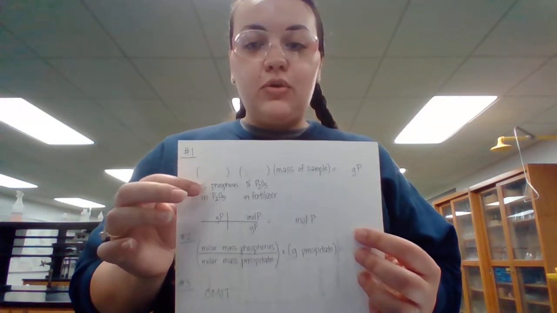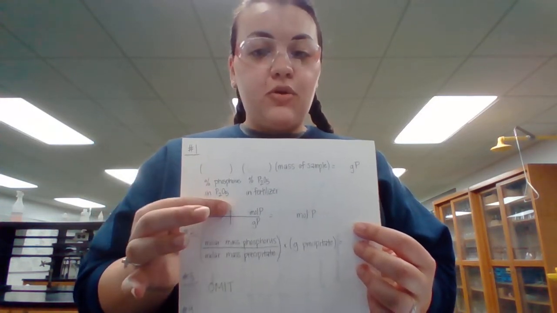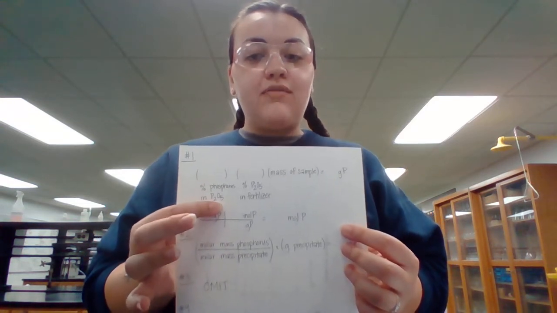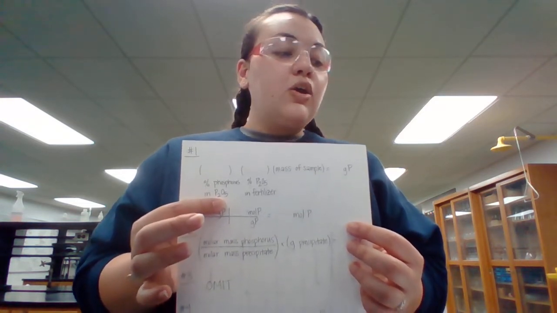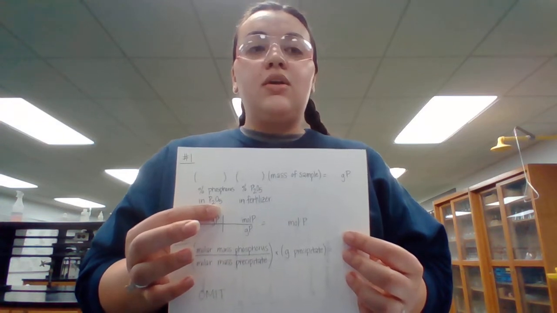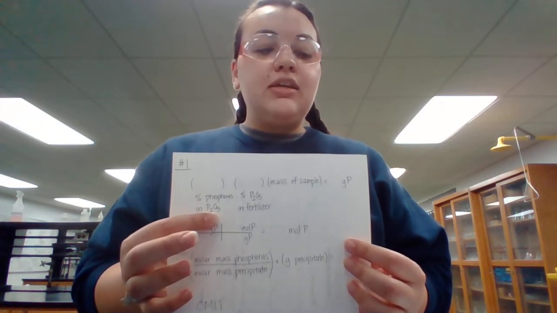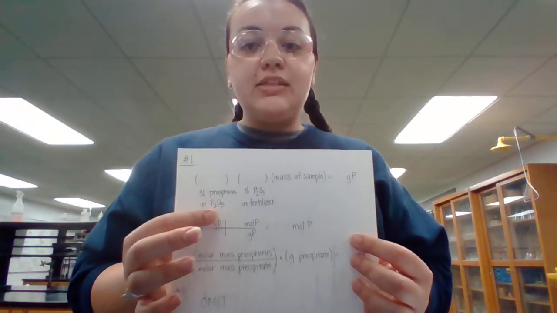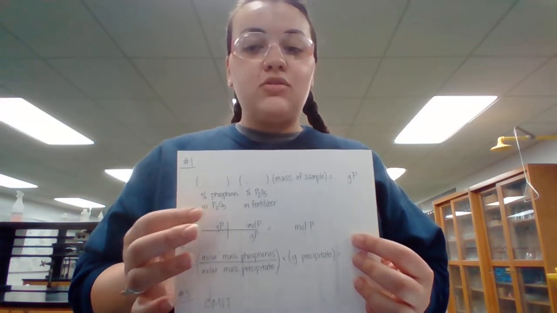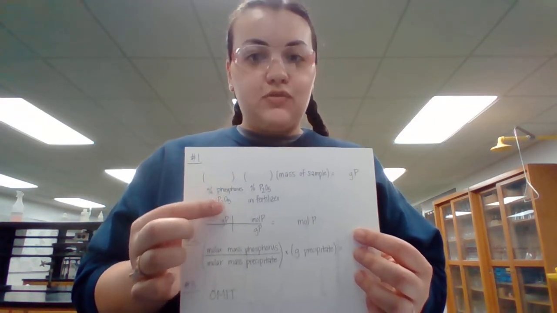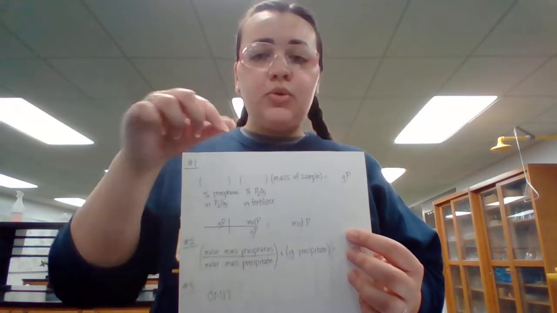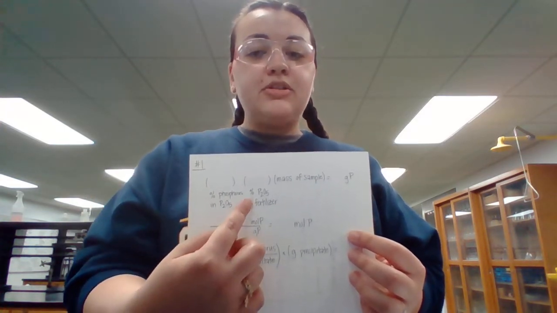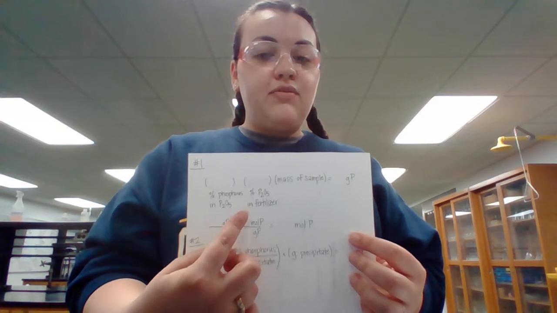But regardless, you'll need the percent of phosphorus in P2O5, and remember P2O5 is actually what's in your fertilizer, so phosphorus isn't in fertilizer by itself, it's in fertilizer as this compound, so we have to figure out phosphorus by itself. And we're going to multiply that by the percent of P2O5 in the fertilizer.